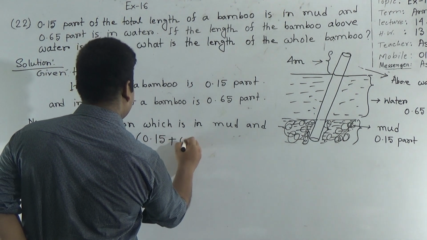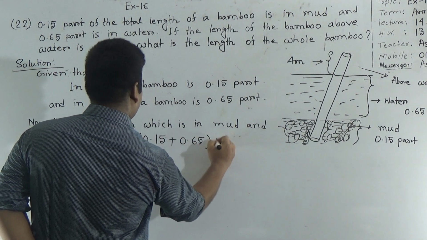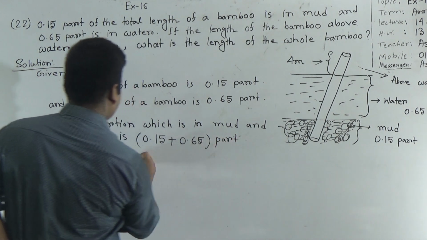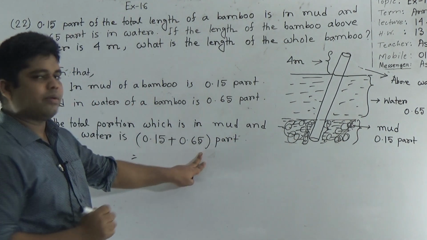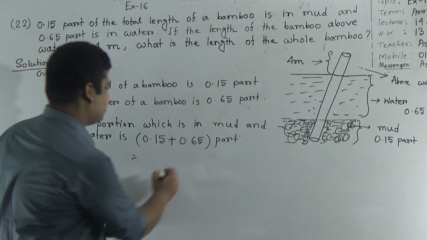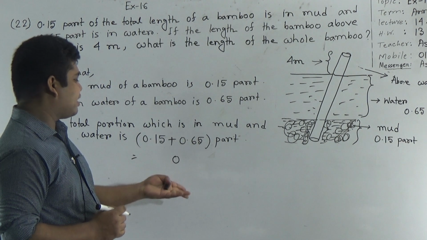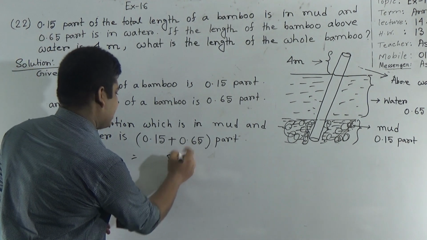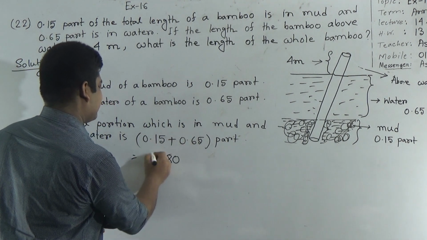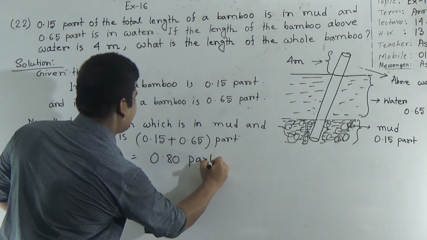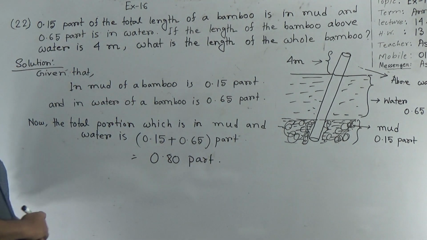0.15 plus 0.65 part. My dear students, now I add these two numbers. Here 5 plus 5, it will be 10, carrying 1. 6, 1, 7, and that carrying 1, it will be 8. And this point is here and 0 is here. So 0.8 part. I hope you have understood.